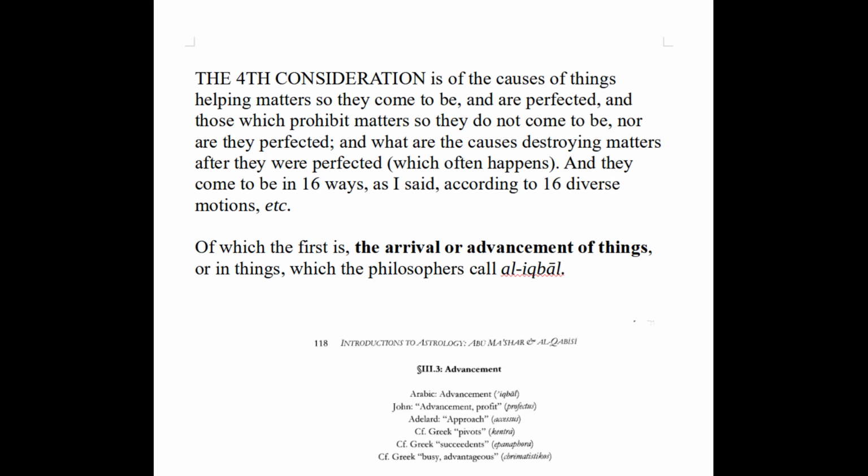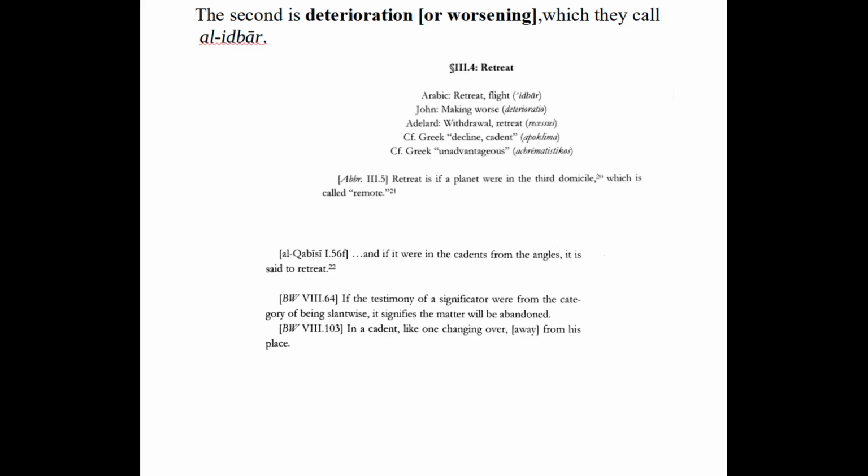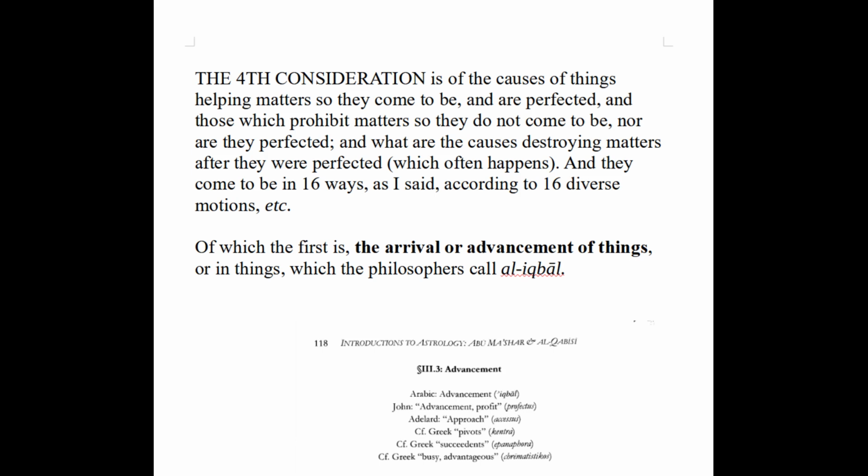And so this is what he's saying. This is the cause of things helping matters so they come to be and are perfected. If I'm interested in, can I get pregnant, or am I pregnant, then I'm interested in that matter being perfected. And so this is why this is the first real astrological delineational consideration, the fourth consideration, because this is how things work or don't work. So the first of the fourth consideration is the arrival or advancement, and then the second of them is the deterioration or worsening.